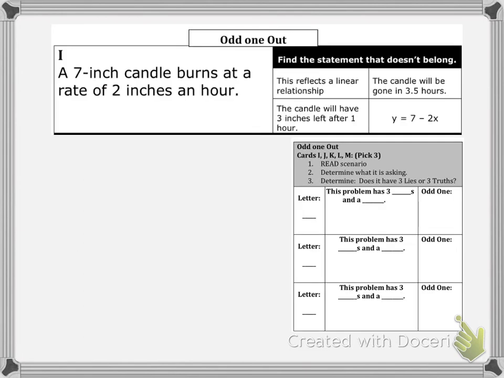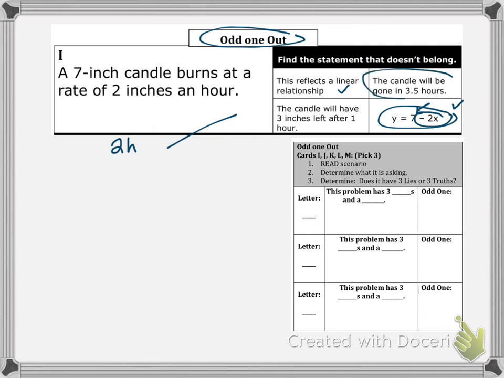Odd one out. So on these here, it doesn't tell you if there's 3 truths and a lie, and it doesn't tell you that there's 3 lies and a truth. You have to figure out if there's 3 lies and a truth or 3 truths and a lie. So a 7-inch candle burns at a rate of 2 inches an hour. So that's 2 inches per hour, which means multiplication. So this reflects a linear relationship. So the linear relationship is going to be a straight line. That's probably true. This equation right here is saying that you're starting at 7 inches and it's decreasing 2 inches per hour. That's true. So the moment that I got 2 truths, I know I'm looking for a lie.